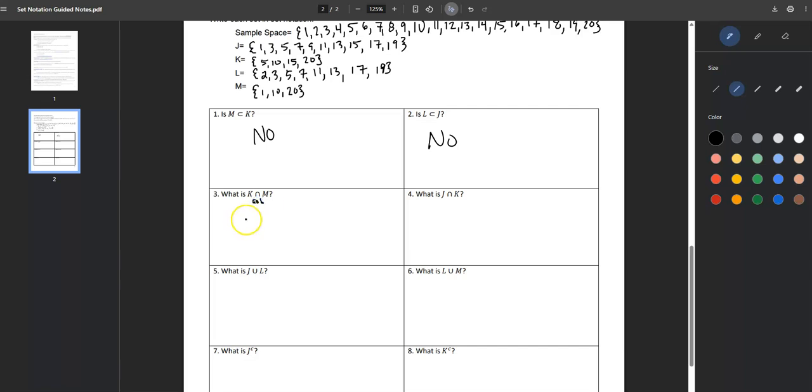So I'm going to write this set. I'm going to go my curlies, and then I'm going to write anything that is in both K and M. So 5 is in both of them. 10 is not. 15 is in both of them. So this would be 5 and 15. Again, the intersection is what they share in common. So if you look at this, I have 5 and 5, and then 15 and 15. Those both have those in common at that point in time.